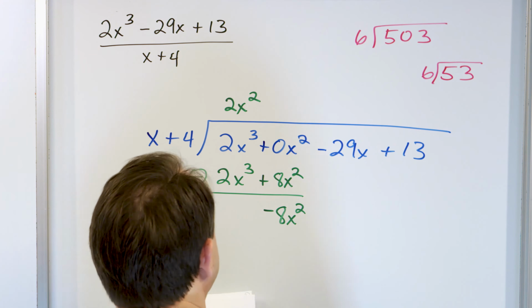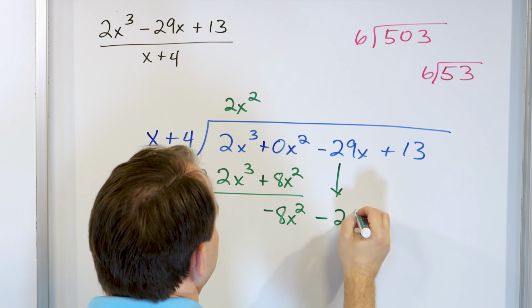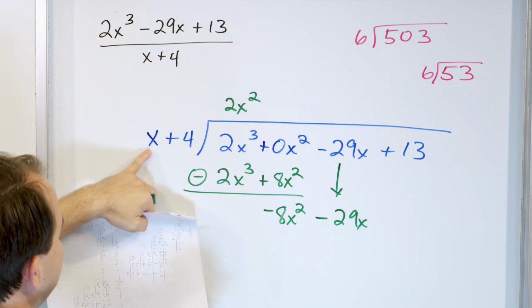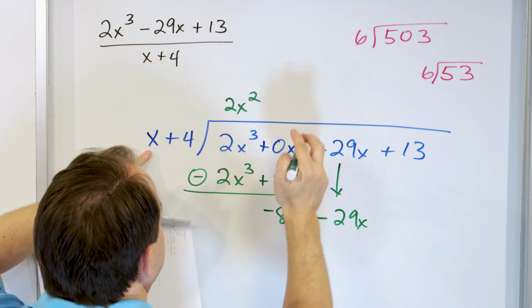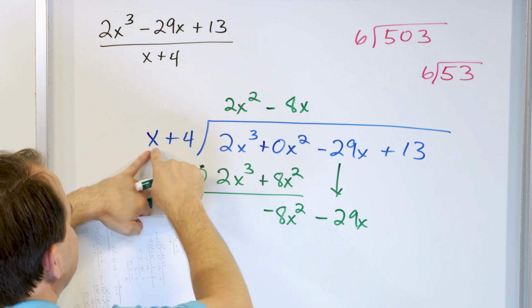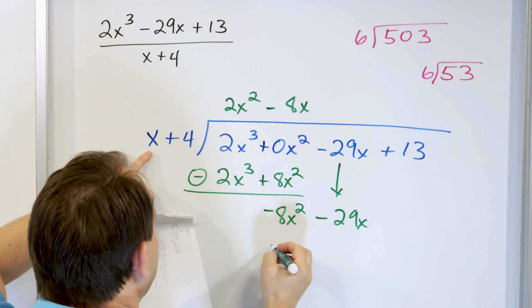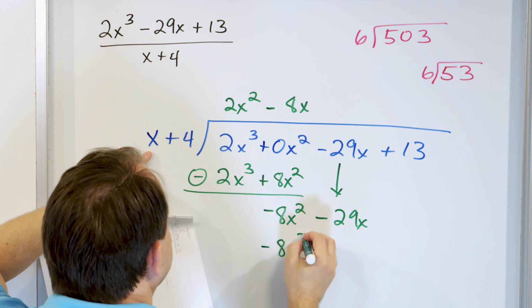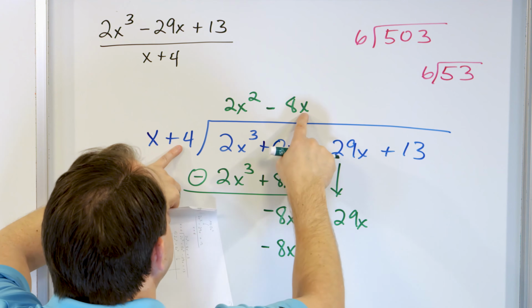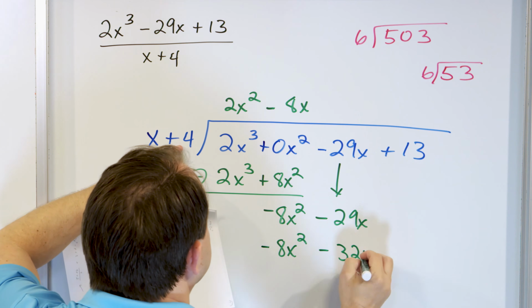Okay, now that we've done the subtraction, we can drag down the next term, negative 29x. And then I say x times what is negative 8x squared. So I need a negative 8x. Why? Because negative 8 times the 1 gives me negative 8, and x times the x gives me an x squared. So when I multiply it, I get negative 8x squared. And then negative 8 times positive 4 is negative 32x.